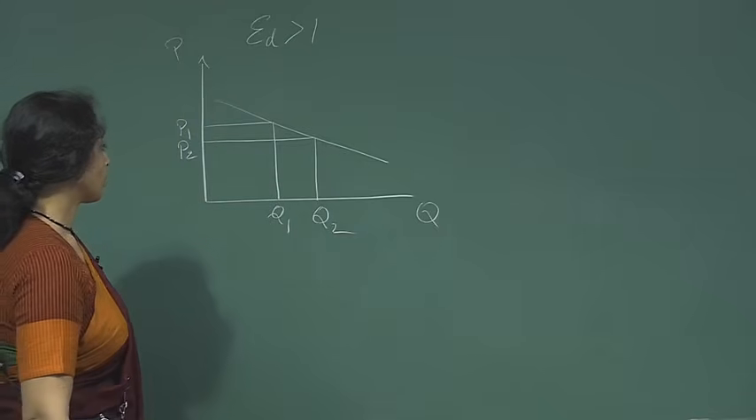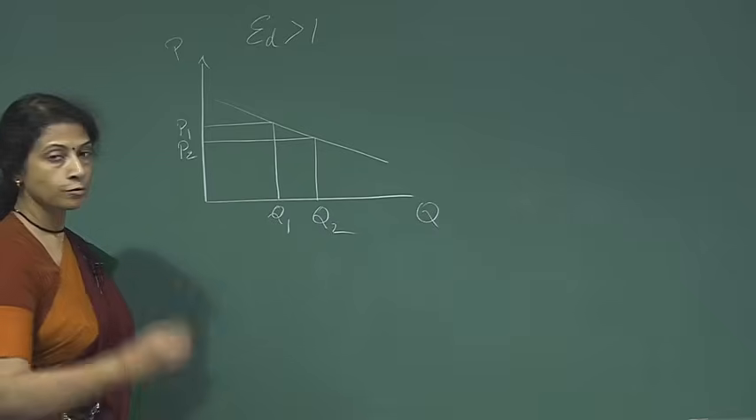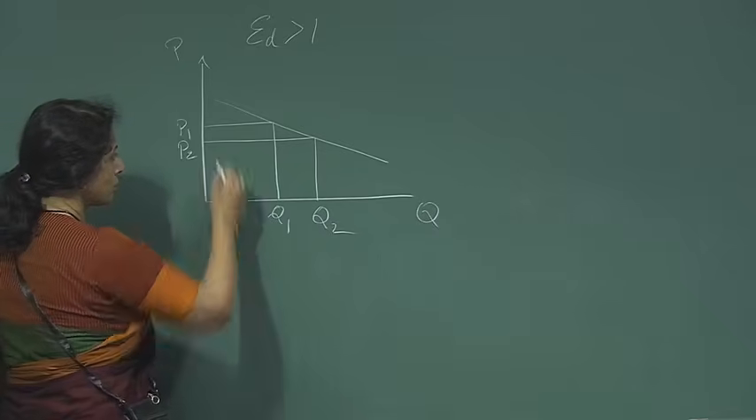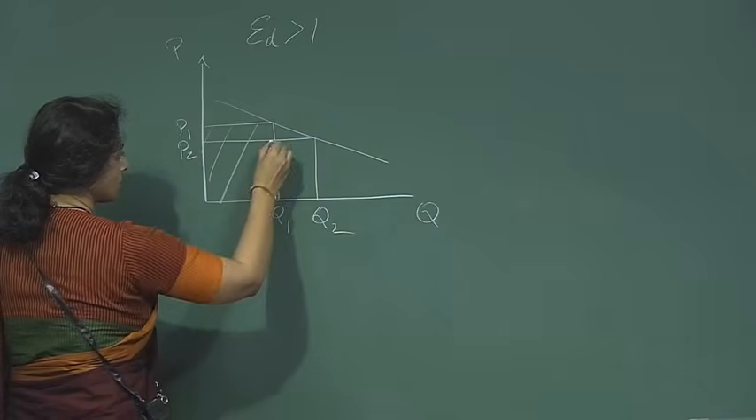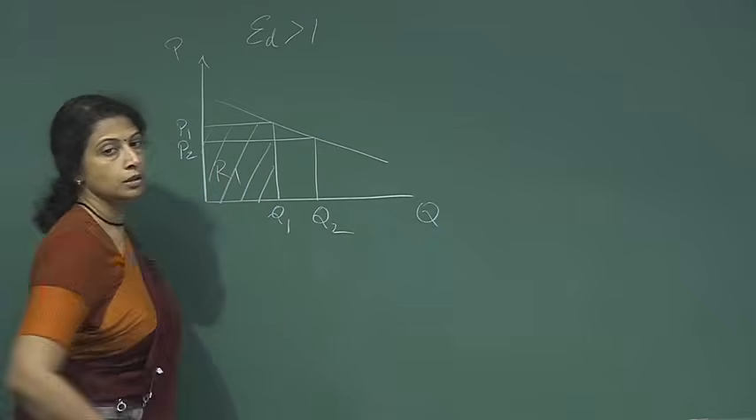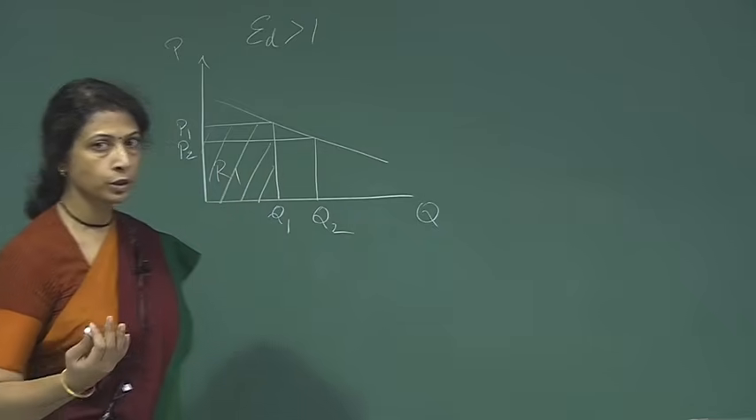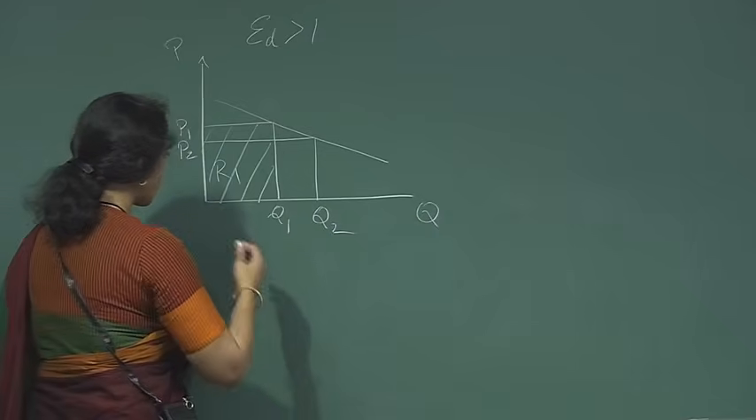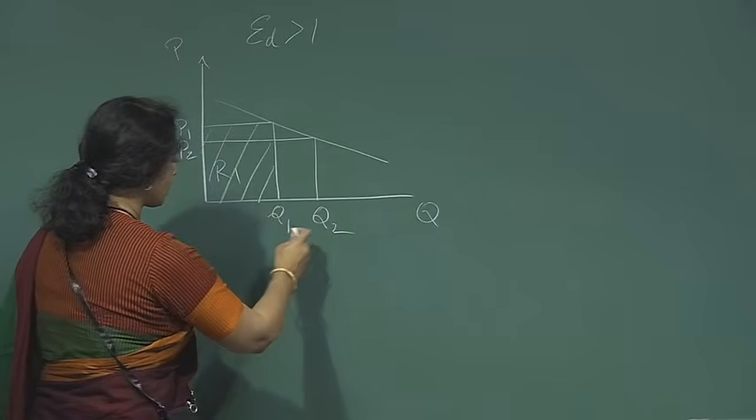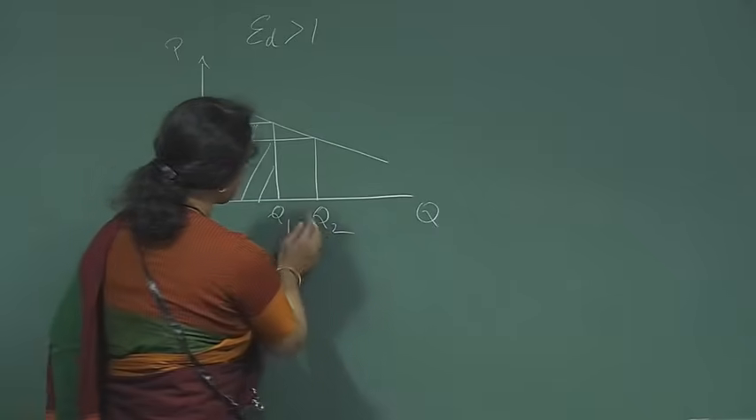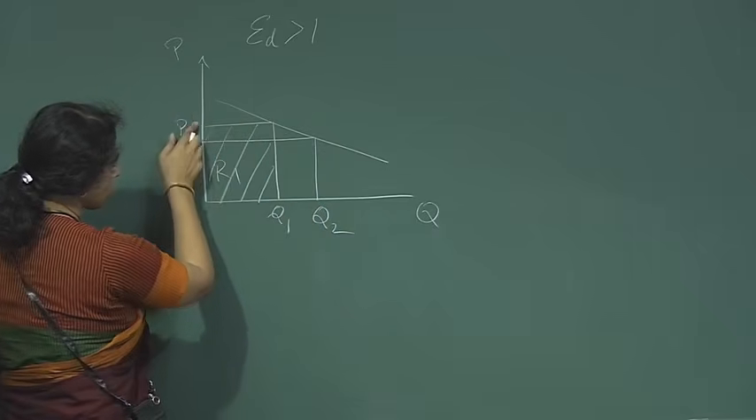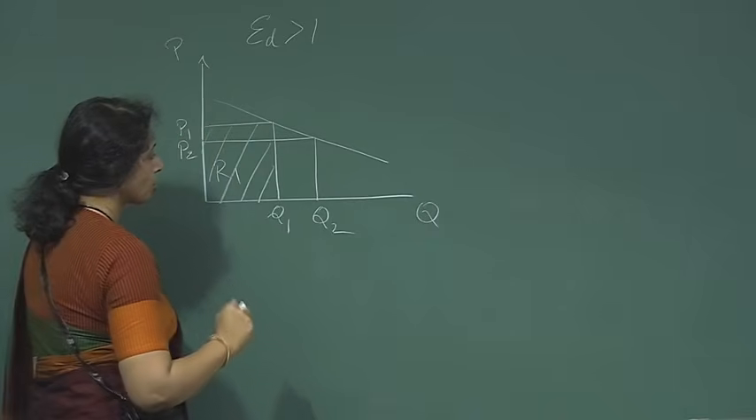Now, before the price fall, what is the total revenue? Total revenue is P multiplied by Q, which is this area. This is the revenue 1. This is the portion that the producer was earning as revenue before there was any price change. But when price fell to P2 and quantity increased to Q2, first of all we can see that the quantity increase here is more than the price fall, which is shown by this portion. Also, what is the new revenue?